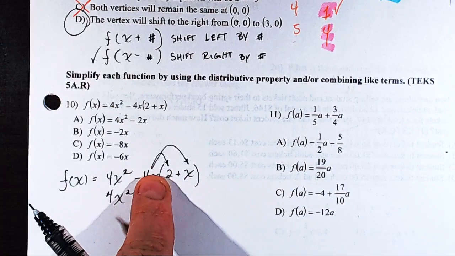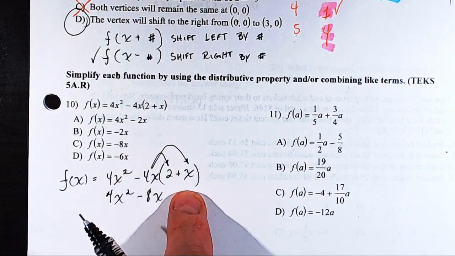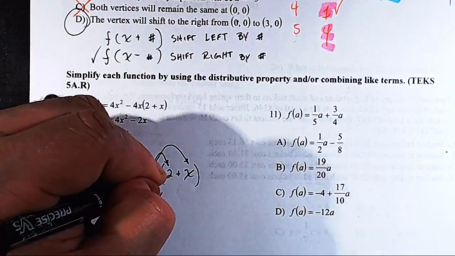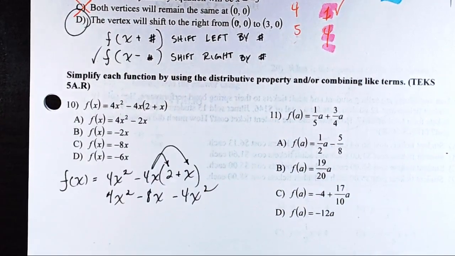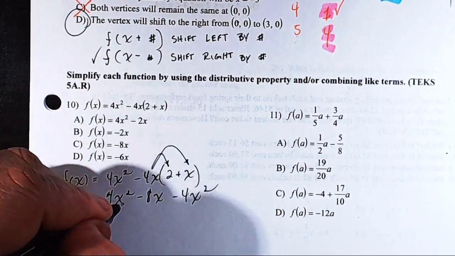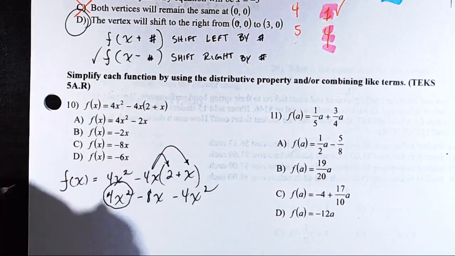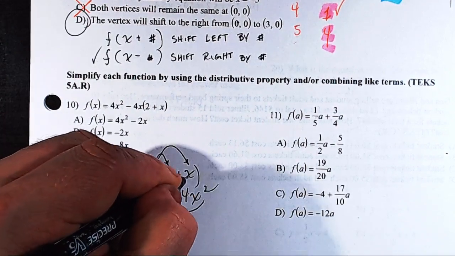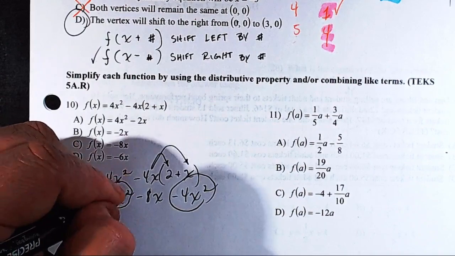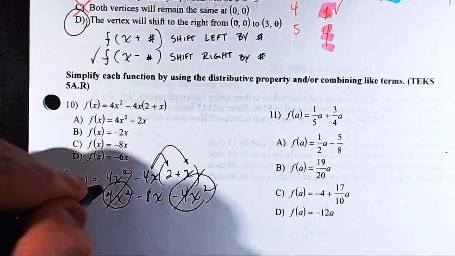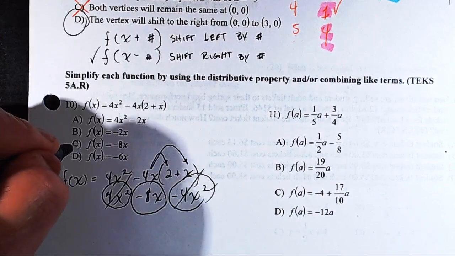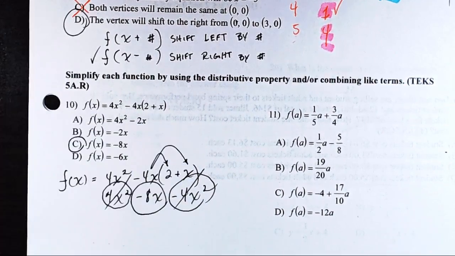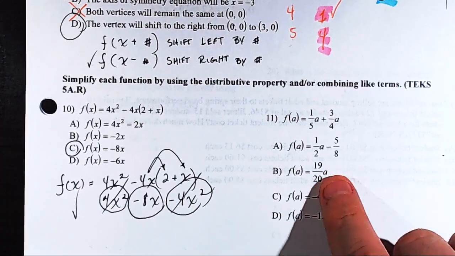Plus negative 4x times x is negative 4x squared. Now look at this. I've got a 4x squared here and a negative 4x squared here. Well, those cancel each other out. So I'm left with negative 8x. F of x equals negative 8x. Again, this work must be shown.